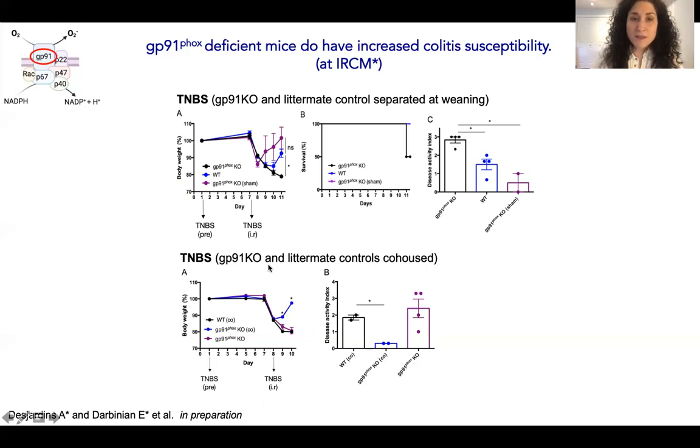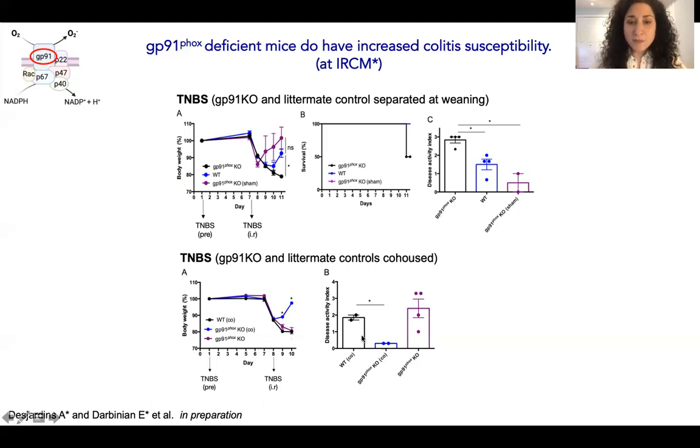So we left them co-housed, thereby continuing to homogenize the microbiota throughout the TNBS experiment. And here what we see is that the GP91 knockout mice that were kept co-housed with wild-type mice actually recover from their weight loss in the setting of TNBS. Whereas the GP91 knockout mice that were not kept co-housed with wild type continued to lose weight. And the wild-type mice that were co-housed with the GP91 knockout mice, well, they actually continue to lose weight. So they look a little worse than if they were separated at weaning.